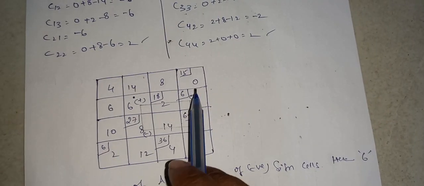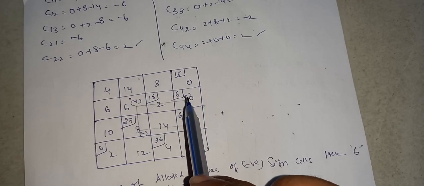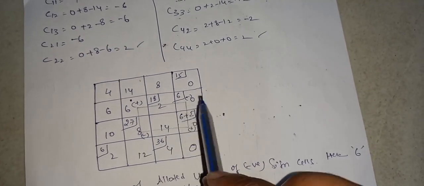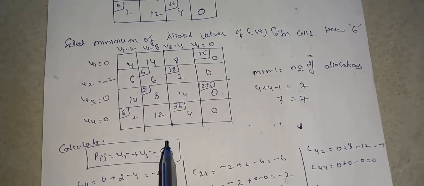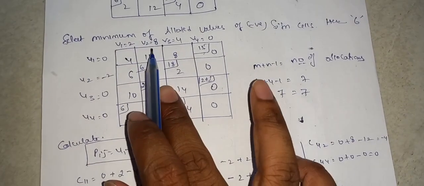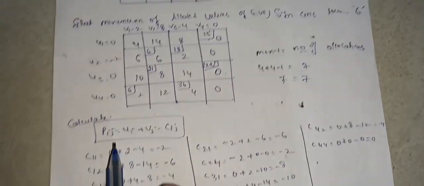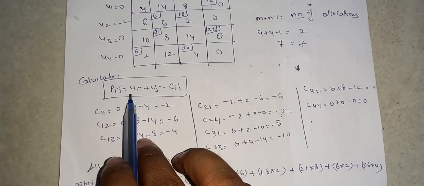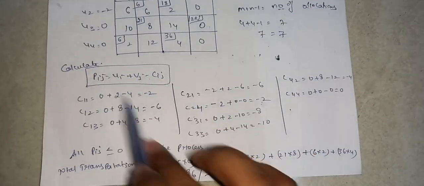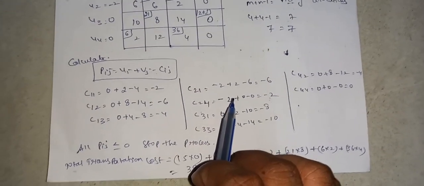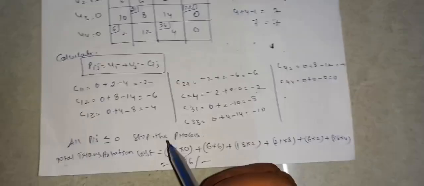Next again I start the loop by selecting C22. The closed loop will form with plus and minus. Again I select the least among the negative signs. Here the least is 6. Again the new table will appear like this. Again I calculated the U values, V values, and Pij equal to Ui plus Vj minus Cij. Here I got all negative values, so I can stop the process here and calculate the total cost.